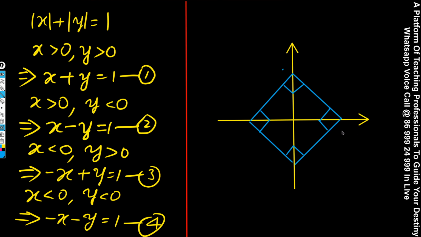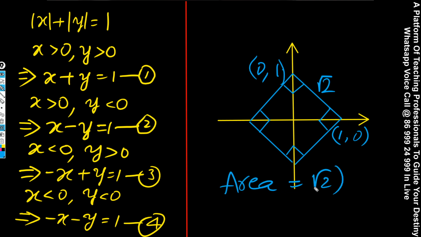What are the points here? This is 1 comma 0 because the line is x plus y is equal to 1, and this is nothing but 0 comma 1. The distance between them is nothing but root 2, please. Therefore, area is side square, root 2 whole square, which is nothing but 2.